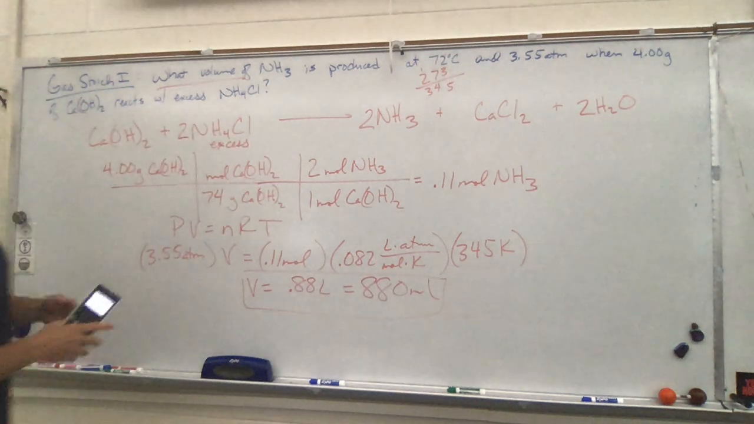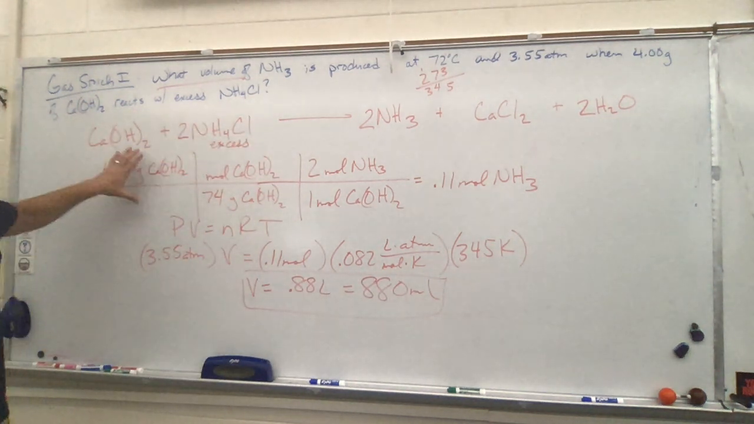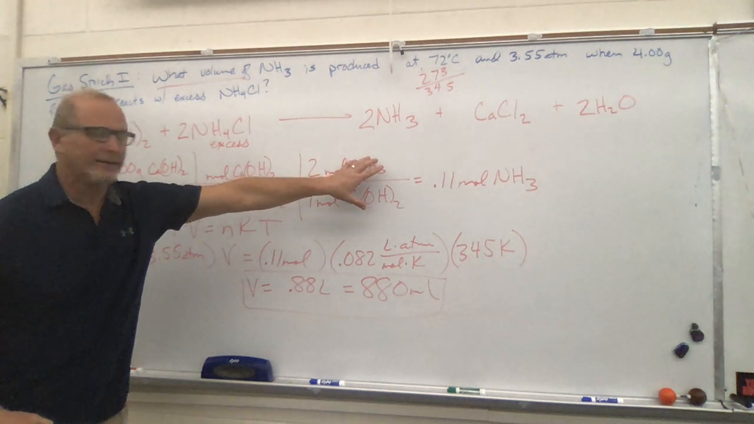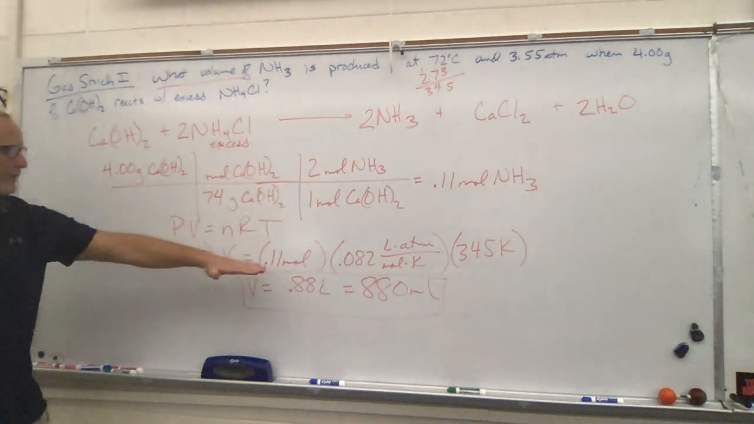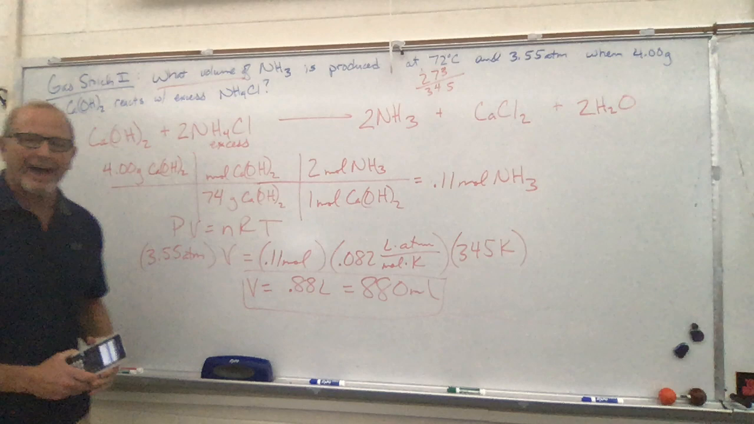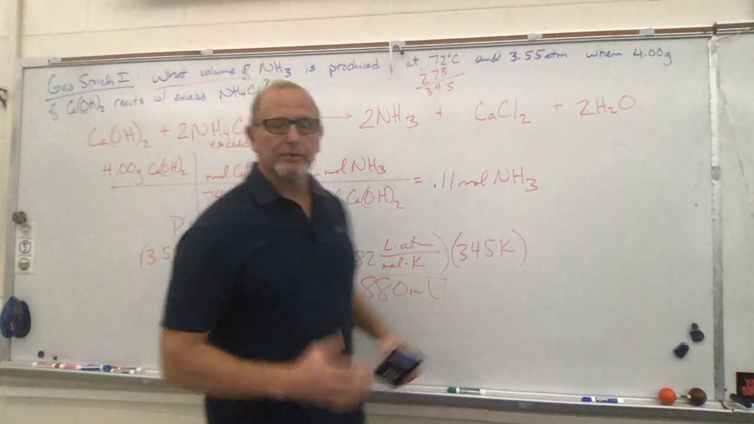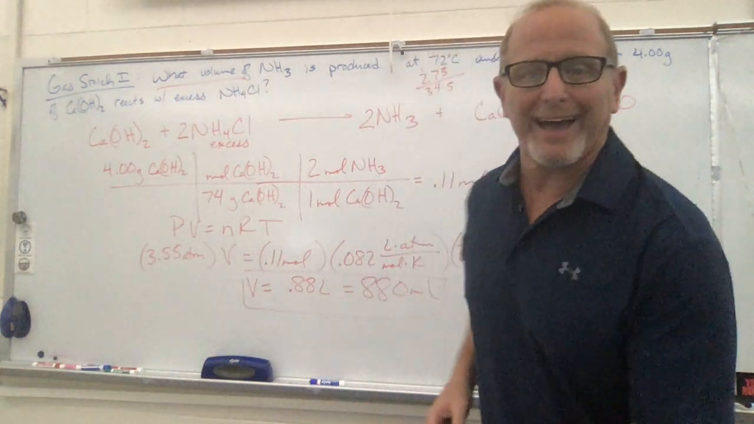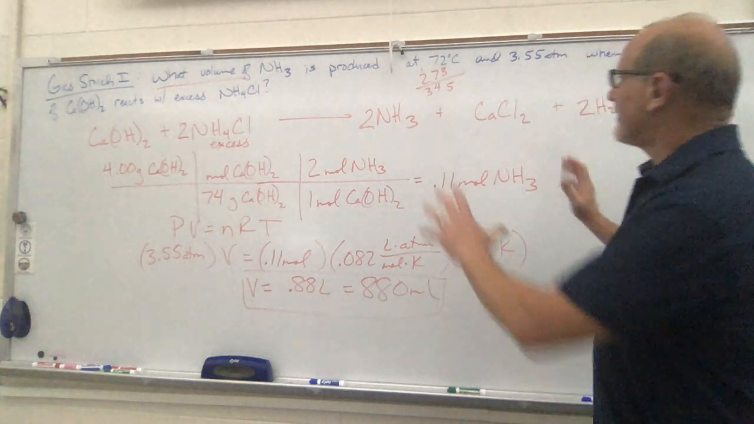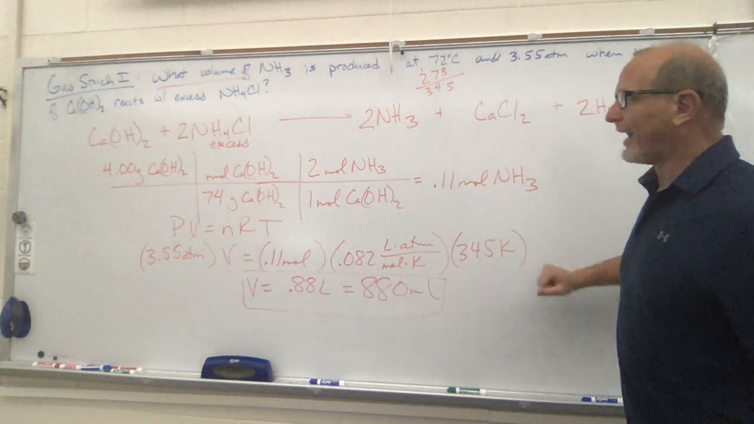So here we took an equation, ran the stoichiometry of it, then all we did was take the moles, plug that into the ideal gas law, and we were able to find out what volume this gas was going to occupy. That's a pretty straightforward problem using the ideal gas law and reaction stoichiometry.